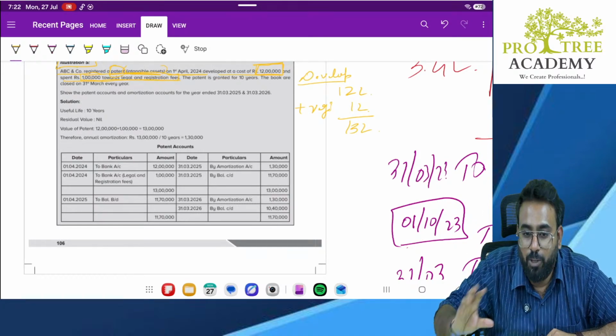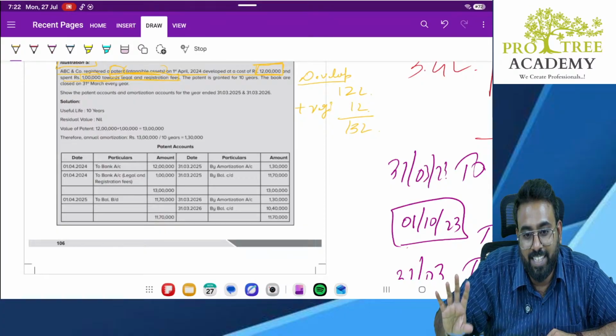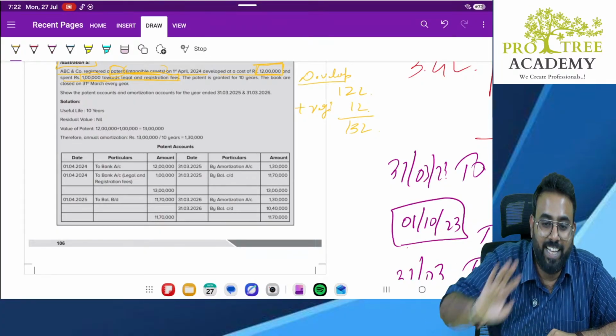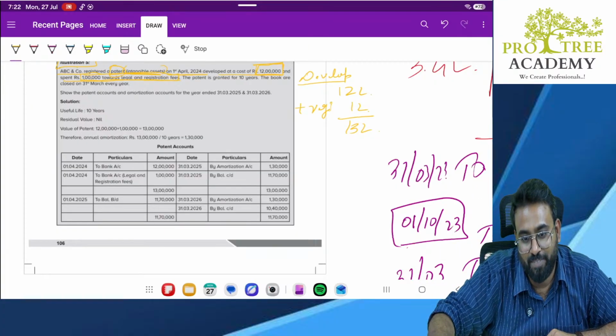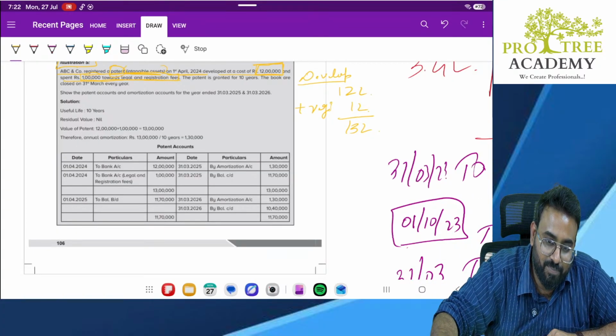Now what happened? You did all the research. Next day morning, you try to go and say that I want to get this patent registered. Somebody has already registered the patent. Now what will happen? You're understanding?